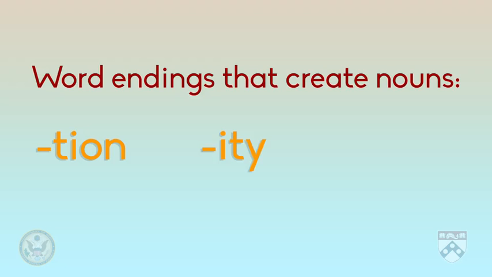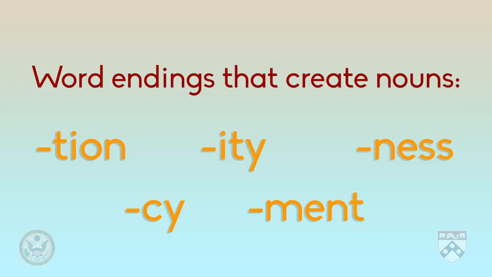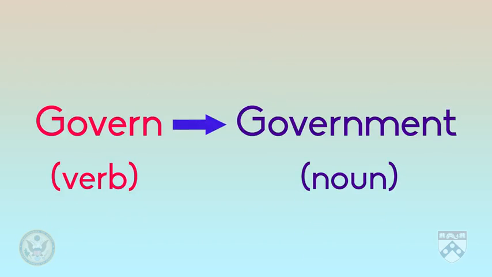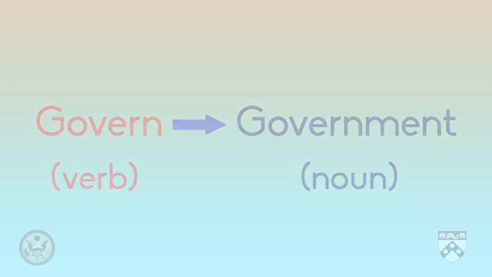In thinking about word families, we often start with the root and then look for the part of speech depending on the word ending, the letters at the end of the word. For example, tion in verification shows that this word is a noun. Other endings include ity, ness, cy, and ment. Govern is a verb meaning to manage or lead. When ment is added to the word, it means the system or organization that manages or leads, a government.